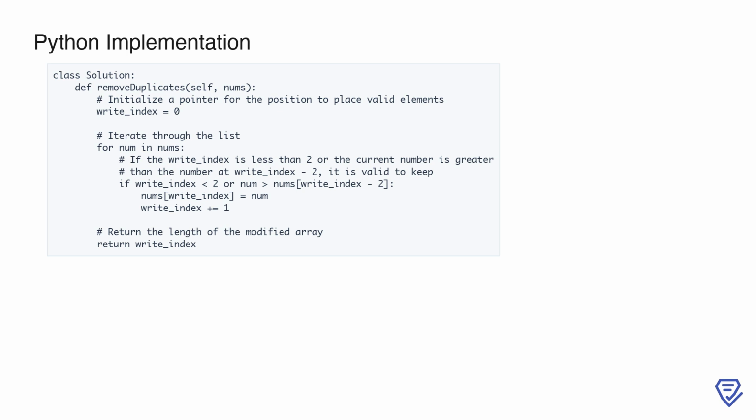After processing all elements, right_index represents the length of the modified array, which is returned as the result. This approach works in O(n) time complexity, as we traverse the array once, and it uses O(1) space since no additional data structures are used. The solution efficiently handles edge cases, such as arrays with fewer than 2 elements or arrays with all identical elements.